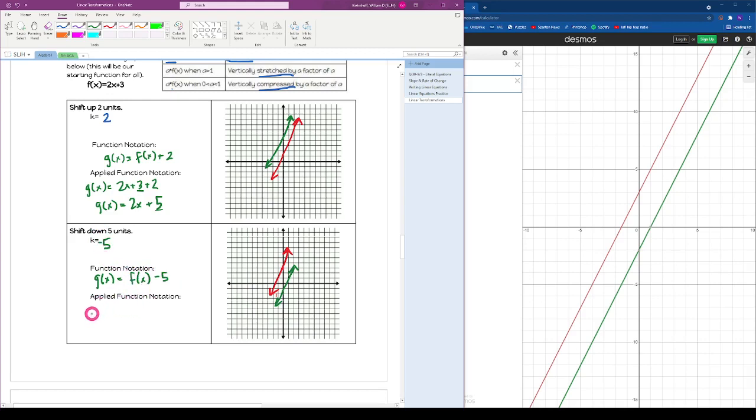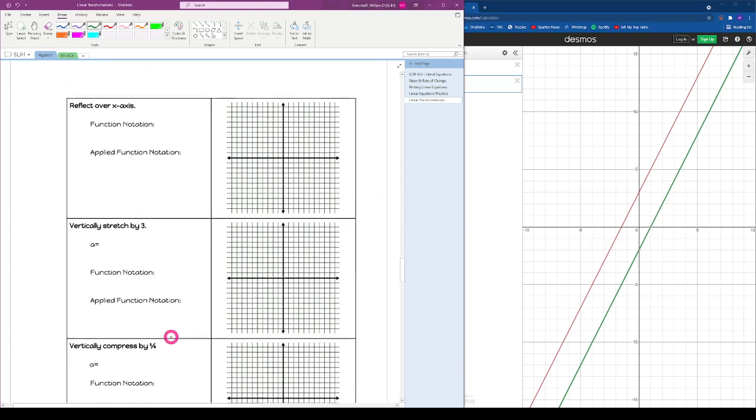And then our applied function notation would be g of x equals 2x plus 3 was f of x. And then from that, we're subtracting 5. So simplified, g of x equals 2x minus 2. We're just putting the 3 and the minus 5, collecting our like terms to make the minus 2.